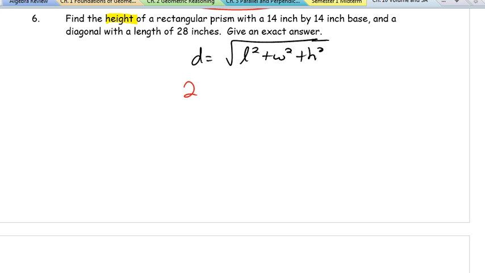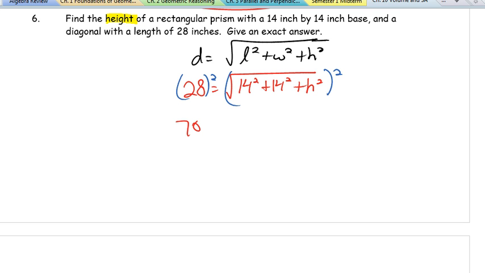The diagonal is 28, which is the longest, which should always be the case, equals the square root of L squared. So the length is 14. It's a 14 by 14 inch base, so is the width. The height we don't know, so we're going to leave that alone. Okay, to get rid of that square root, we're going to square both sides. We can't do anything until we get rid of that. So 28 squared is going to give us 784 equals 14 squared plus 14 squared plus h squared.